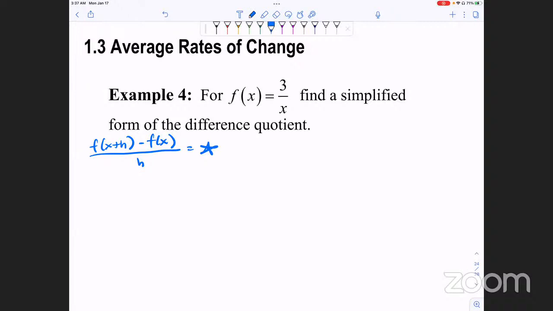So then we can say that star equals, now if we plug in x plus h, we're gonna have 3 over x plus h minus 3 over x all over h, right? Okay. So we can get a common denominator. So then x times x plus h. We can multiply the top and bottom by x times x plus h to cancel out all the fractions, right?